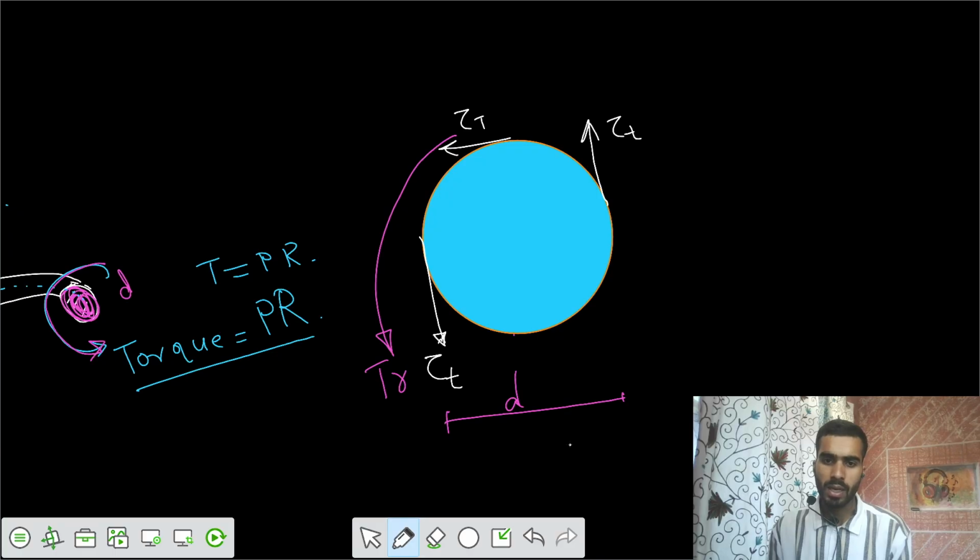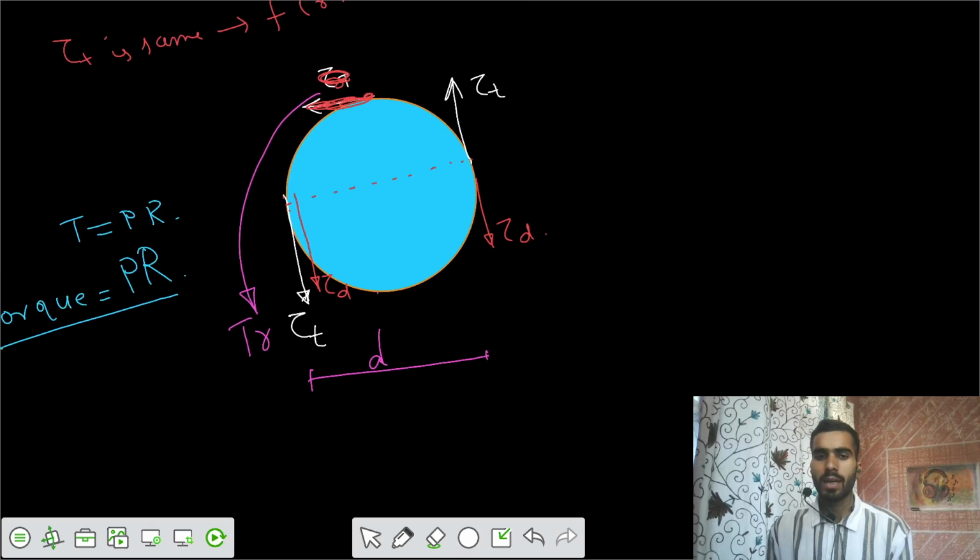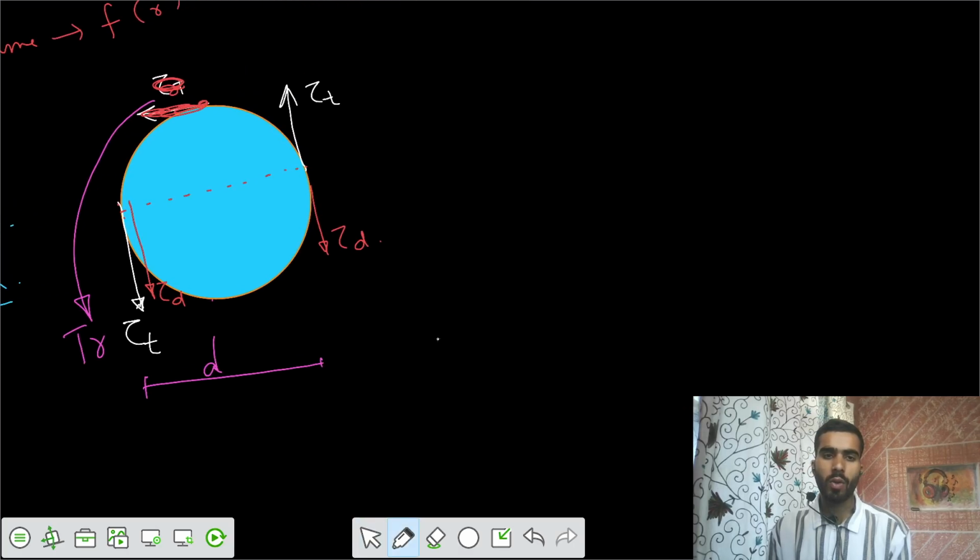But because of direct shear stresses, the direction would always be downwards. So direct shear stress will always be downwards. Tau t, tau d, here also tau d, and here we can say there is 0 on the top. Neutral axis is there, and tau d is 0 at the top and bottom, but tau t is the same on the surface. It's a function of r. Then on one of the sides you have tau max, and on the other side you have tau minimum.